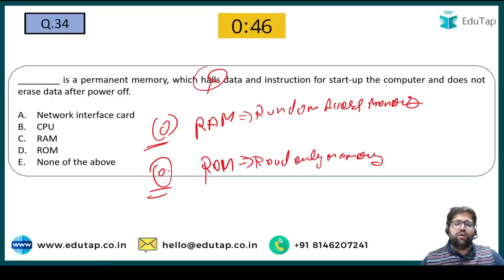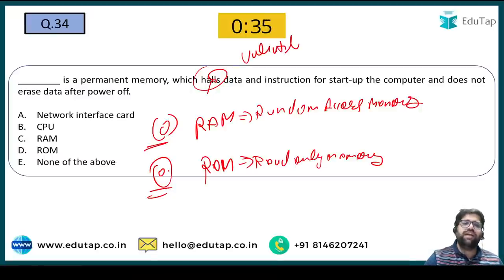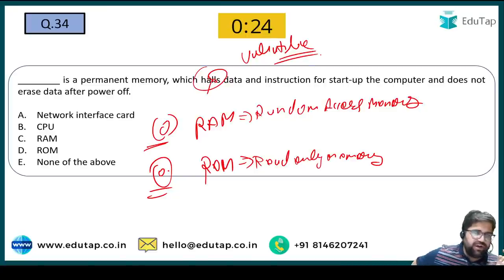Now, let me know which of the following memories is volatile. Is it RAM or ROM? It's a simple question. There was a question in 2019 which gave two statements, and you had to identify which one was correct based on RAM and ROM. RAM is volatile. So, I'm writing here volatile.